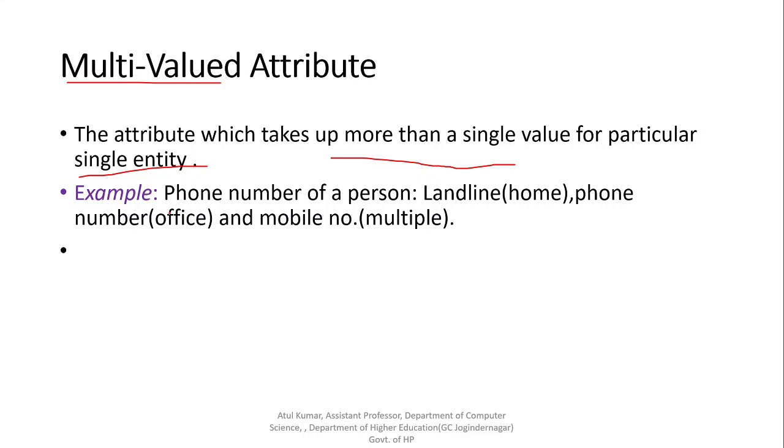For example, we have phone number as an attribute of the entity person, and the phone number is a multi-valued attribute, as a person may have multiple phone numbers. The person may have a landline home phone number, or a phone number for office, or may also have multiple mobile numbers. So the phone number attribute has multiple values here, and so the phone number is a multi-valued attribute.